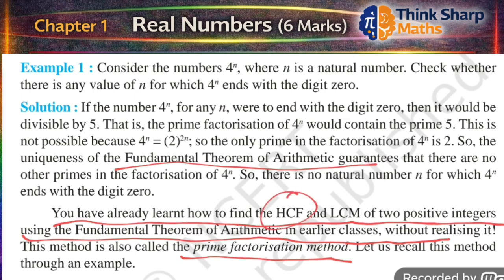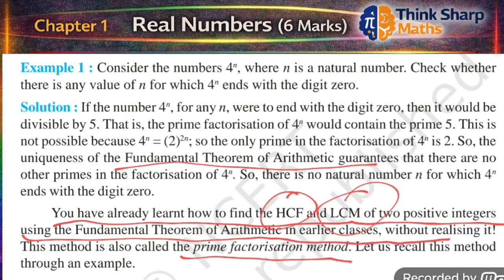And what are HCF and LCM? Just a quick reminder. HCF means highest common factor. That means the highest number which divides both the numbers. For example, if 8 and 16 are there, the highest number which can divide 8 and 16 is 8. And what is LCM? Least common multiple. What is the multiple?